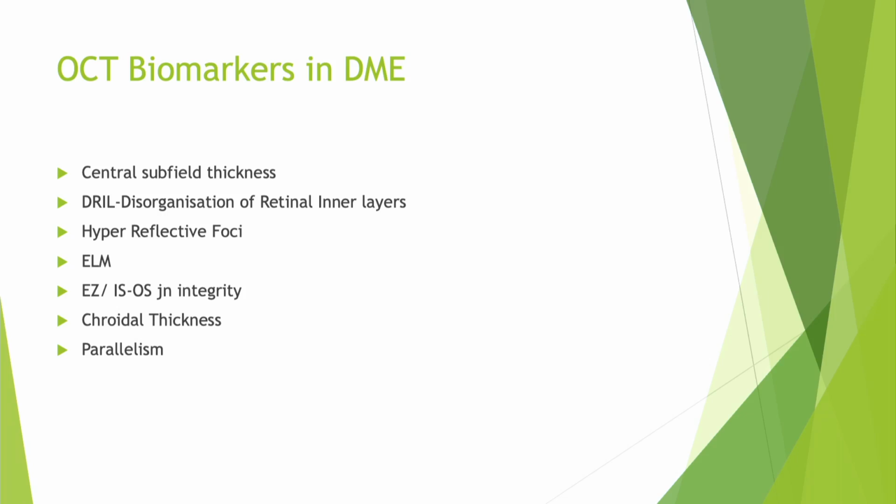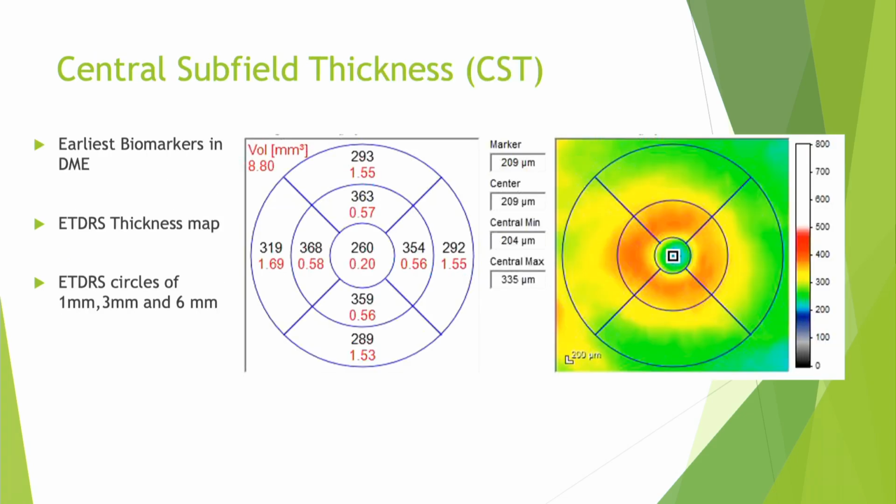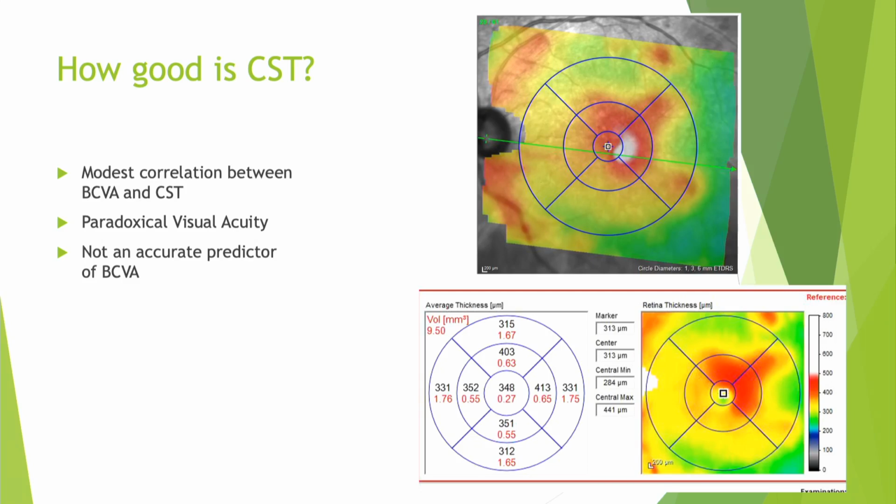So OCT helps to identify specific biomarkers that are important in identifying the baseline visual acuity as well as the visual response to therapy. The earliest used biomarker was the central subfield thickness. Like Dr. Manoj told, the central subfield thickness is the retinal thickness that is computed in the central 1 millimeter zone. And how good is it as a predictor of best corrected visual acuity? The protocol A study of the DRCR network showed that at best there is a modest correlation; central subfield thickness alone is not a good or accurate predictor of the best corrected visual acuity.